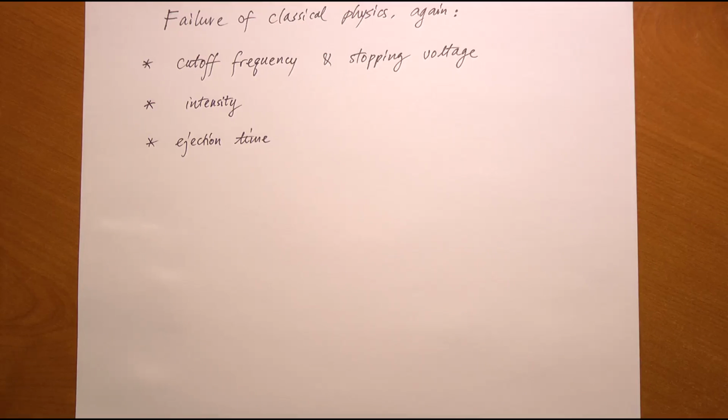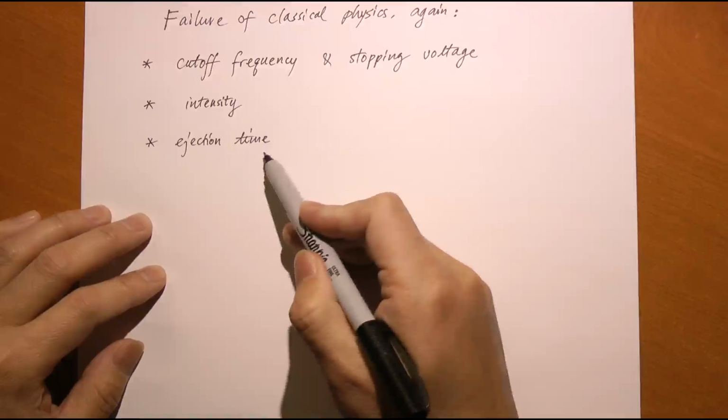But above that threshold, if the frequency is above the cutoff frequency, yes, you will have photocurrent, and the strength of the photocurrent, the current I, does depend on intensity. The greater the intensity, the greater the photocurrent. Well, that makes sense because the greater intensity means simply more photons are being absorbed by the electrons, so more electrons will come out. Another thing I want to talk about is the so-called ejection time.